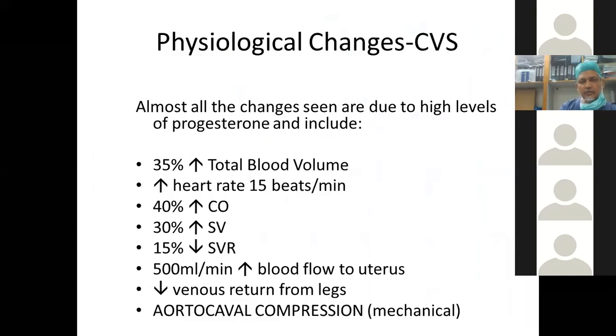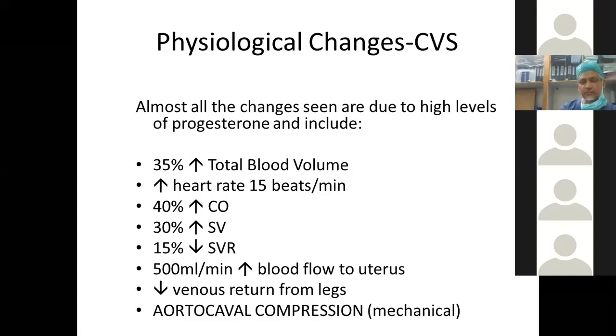What are the physiological changes that happen during pregnancy? We start with the cardiovascular system. Almost all the changes seen are due to high levels of progesterone and include an increase in total blood volume, an increase in heart rate, cardiac output, and stroke volume, and a decrease in systemic vascular resistance. Blood flow to the uterus is increased by 500 milliliters per minute, and there's decreased venous return from the legs.